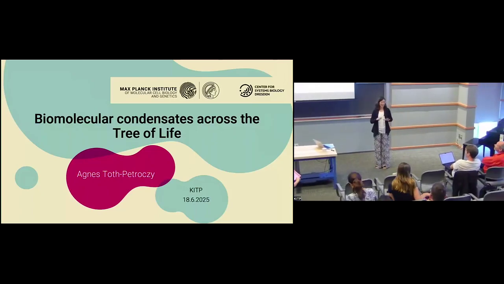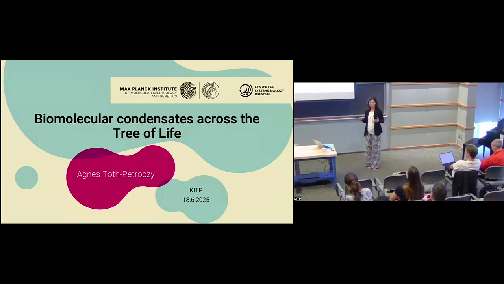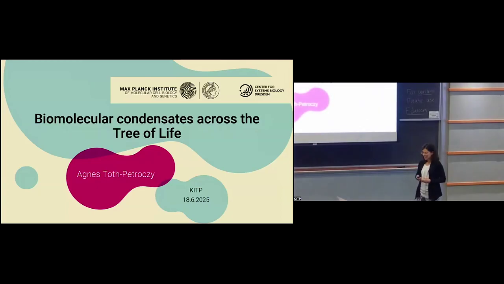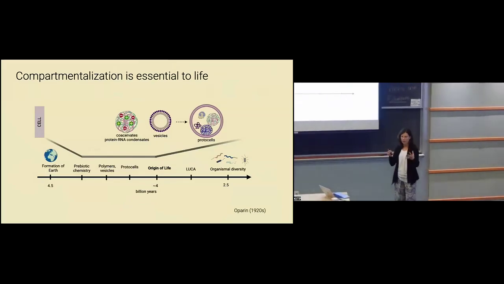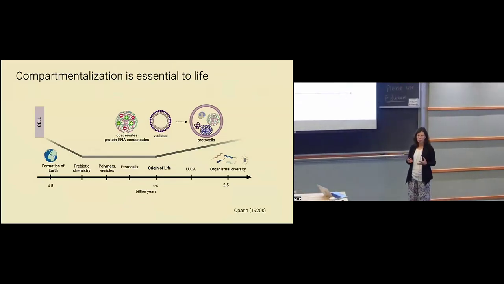So we will take a completely different approach and look through the lens of the evolution of condensates across the tree of life. The idea that coacervates, for example, negatively charged RNA and positively charged peptides forming coacervates, could have contributed to the origin of life is a 100-year-old idea, actually.